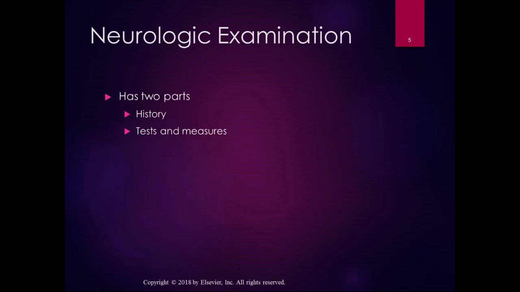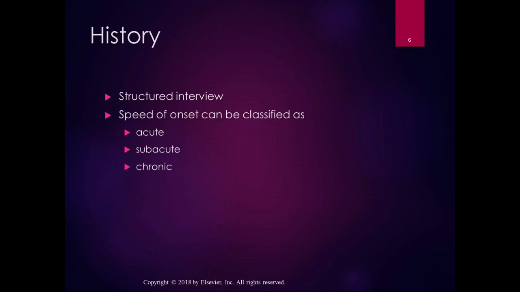So the neurologic examination has two parts, just like most physical therapy examinations: taking the patient history, and then tests and measures to evaluate the condition of the patient. The history is a structured interview. We are going to classify the speed of onset as acute, subacute, or chronic. So you can almost think of it in terms of time.